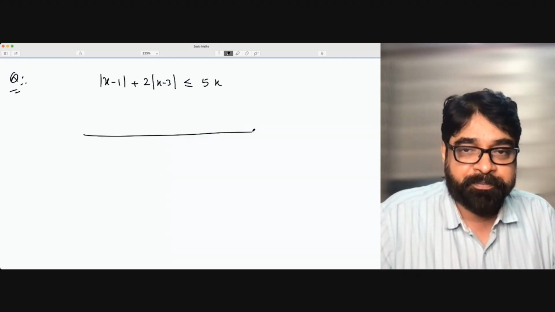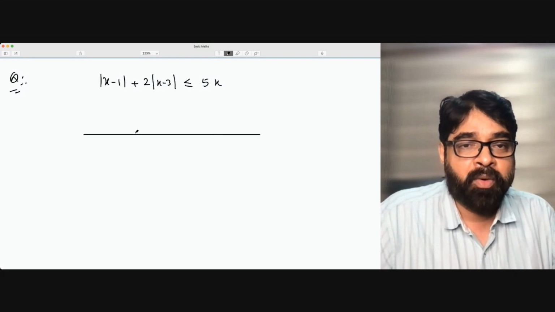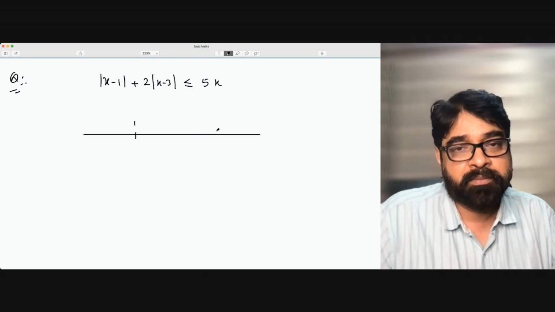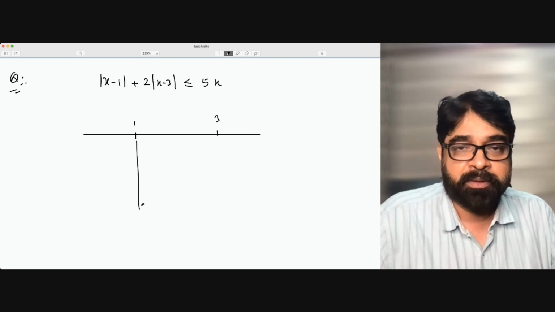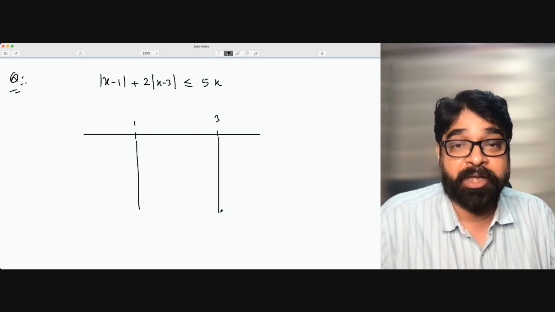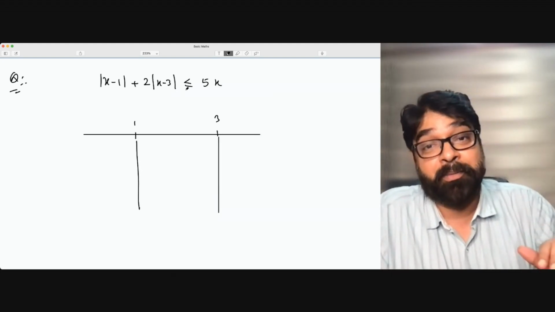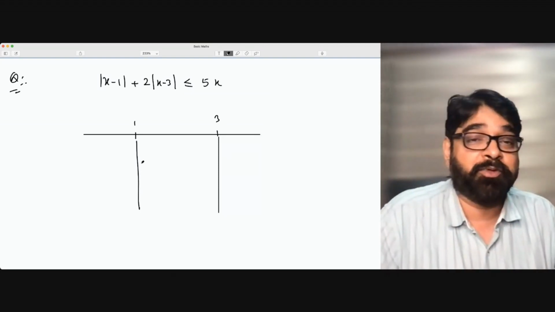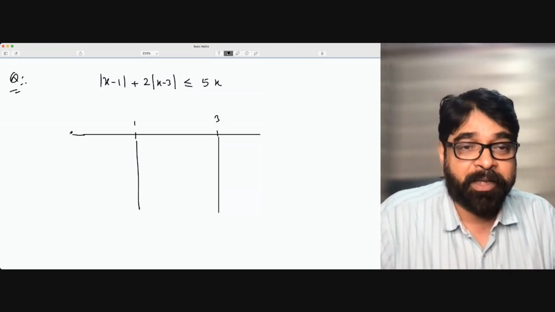So I will draw 1 and 3. Can you imagine, I'm not taking more than 2 mods. If I take 3 mods, we have to solve in 4 places. I don't want to waste time in calculation.